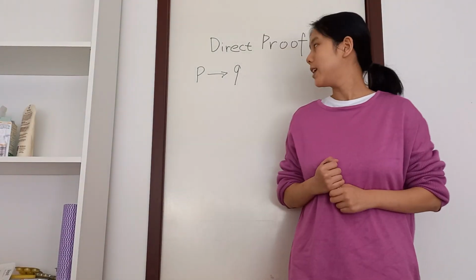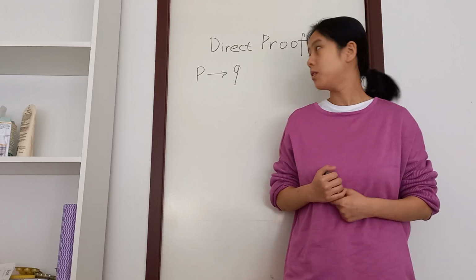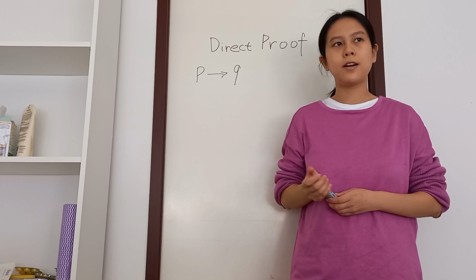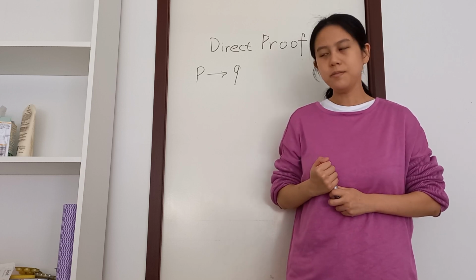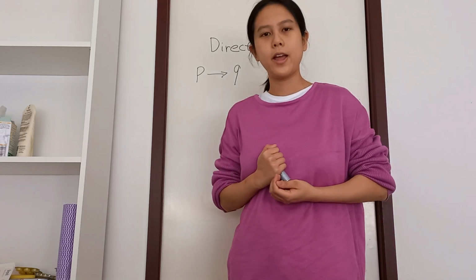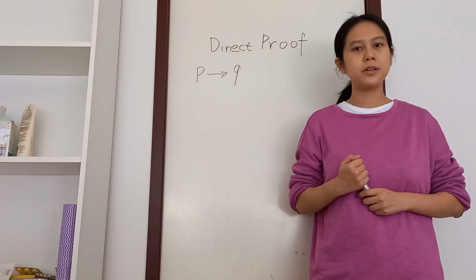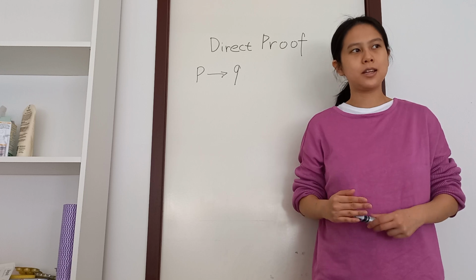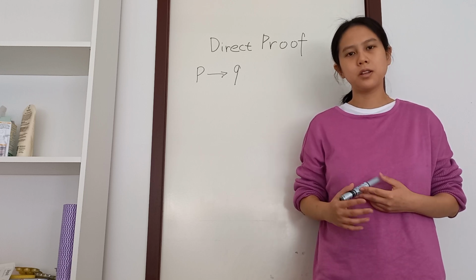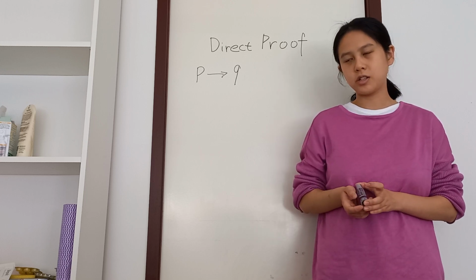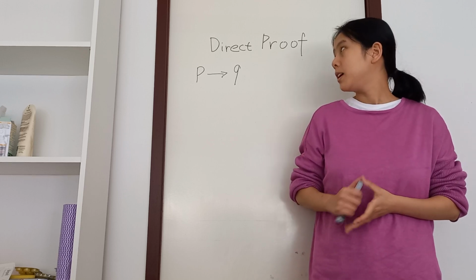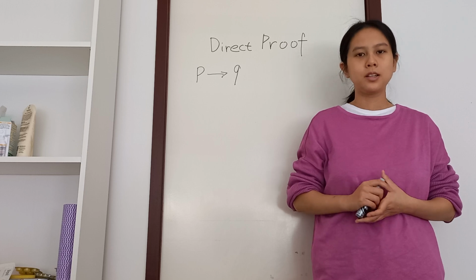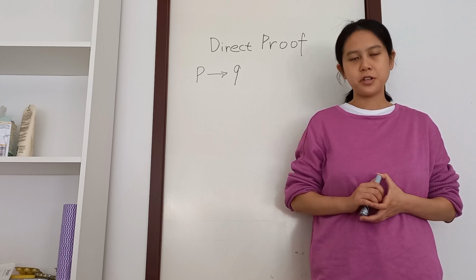Hello everyone, today I'm going to explain the concept of direct proof, and then we will go through a very easy question, which is to prove that if n is an even number, then 2n is also an even number. This is a very basic proof, but the idea of going through the question is to get you more familiar with this concept so you can solve more complex proof questions in the future.